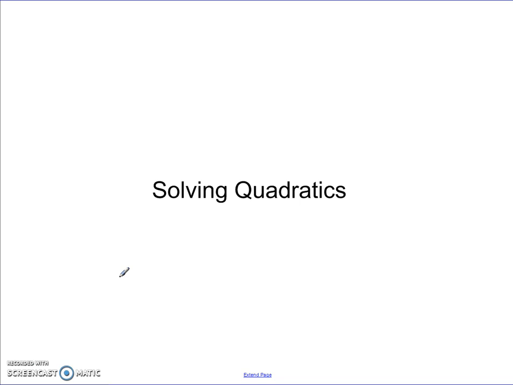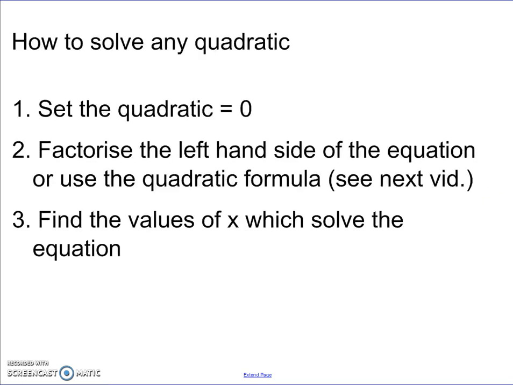Now, solving a quadratic is fairly straightforward. You just have to remember the key steps to doing it. To solve any quadratic, the first thing you have to do is set the quadratic equal to 0. Regardless of what format the equation is written in, you have to end up with something of the same format. It always has to be ax squared plus bx plus c equal to 0. It has to be that format. So the whole quadratic on the left equals 0.